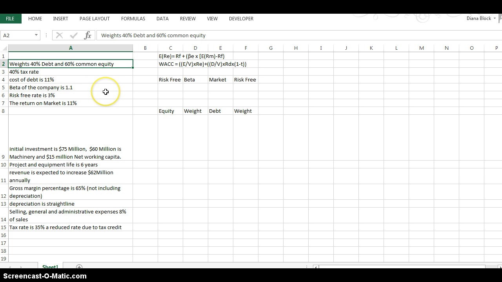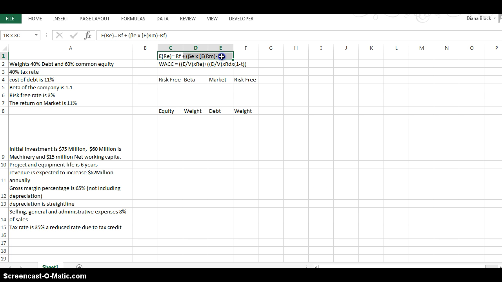It tells us here that in this example we have 40% debt and 60% equity. We're told the cost of debt, so we need to find the cost of equity so that we can see what our weighted average is for both of them. To find our cost of equity, we have the formula here. This is the CAPM formula. I've added it up here. It's out of our book and course materials.